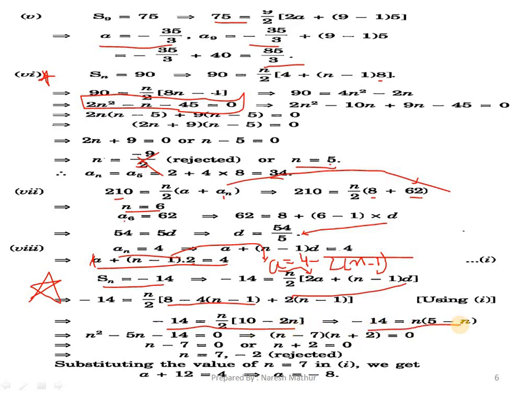Now from this we will get a quadratic again, because we are given Sn and we need to find the value of n. So after solving the quadratic equation, we'll get n = 7 or -2, but -2 will be rejected, so we'll consider n = 7. And at last we need to find the value of a. We can put the value of n in this equation, so that we get a + (7 - 1)2 = 4. 7 minus 1 is 6, 6 times 2 is 12, plus 4. So the value of a is.